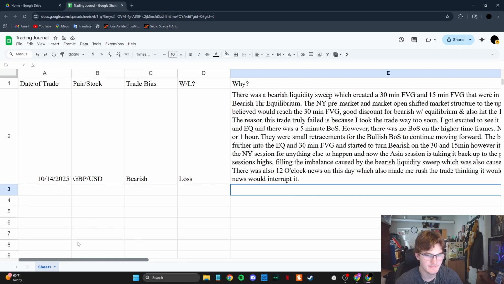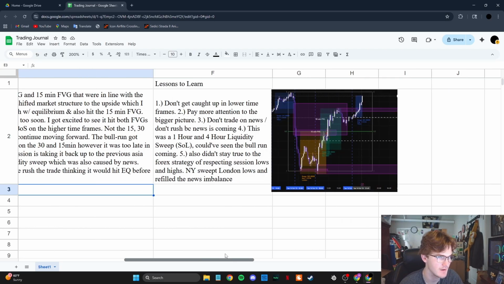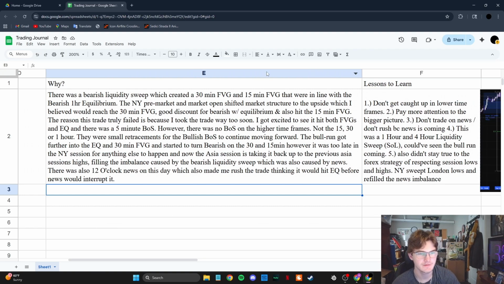Hopefully you can read this, but we'll look at what I wrote. Date of trade, yesterday, the 14th. Pair, stock, GBP/USD. The trade bias was bearish. Win-loss, loss. Now let's talk about it. Why? There's a bearish liquidity sweep, which created a 30-minute fair value gap and 15-minute fair value gap that were in line with the bearish 1-hour equilibrium.